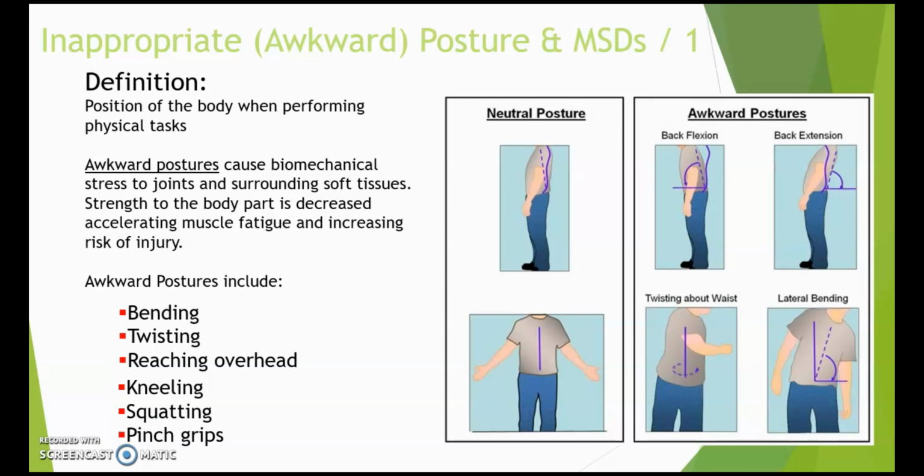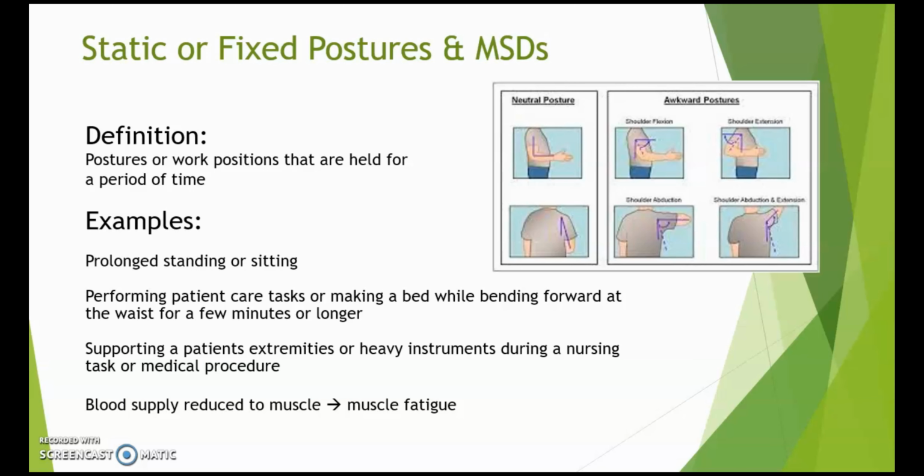Static or fixed postures and MSDs. Definition: postures or work positions that are held for a period of time. Okay? You can see this image here, neutral posture versus awkward posture. Examples: prolonged standing or sitting, performing patient care tasks or making a bed while bending forward at the waist for a few minutes or longer, supporting a patient's extremities or heavy instruments during a nursing task or medical procedure. Blood supply reduced to muscle involves muscle fatigue.